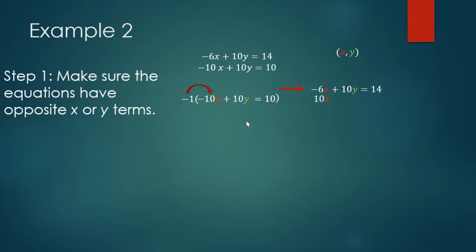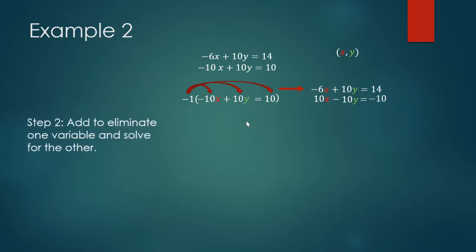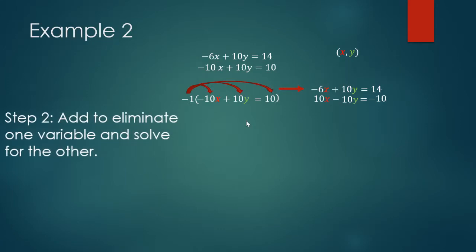Negative 1 times negative 10 is positive 10x. Negative 1 times positive 10 is going to be negative 10y. Negative 1 times 10 is going to be negative 10. So step number 1 is done. Step number 2, add to eliminate one variable and solve for the other. I want to add both equations together. Negative 6x plus 10x is going to be 4x. Positive 10y minus 10y is going to be 0, equals 14 minus 10 is going to be 4.